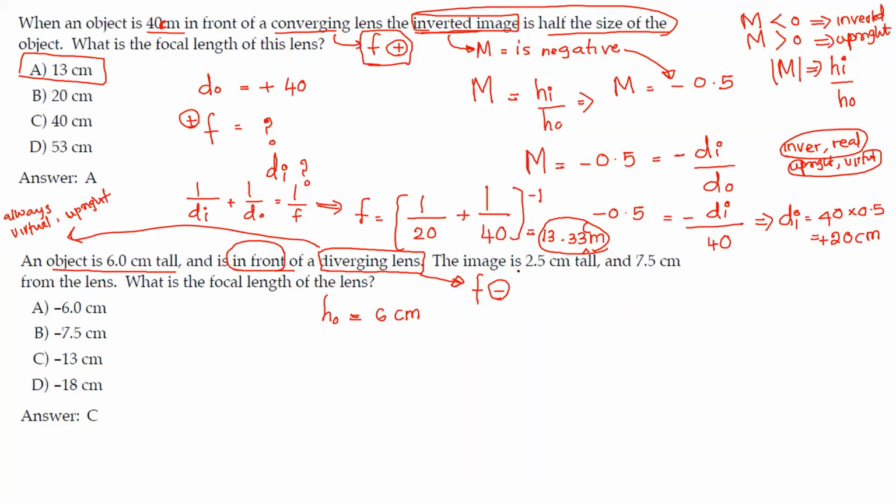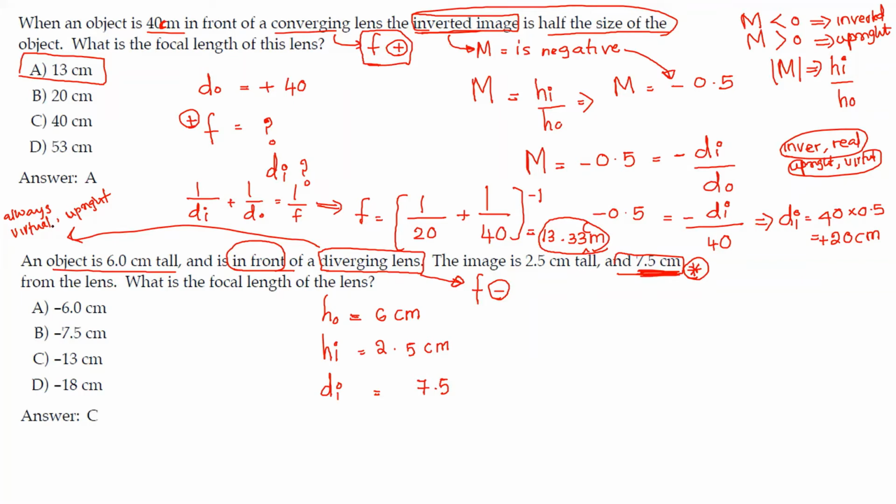Then they are saying image HI is 2.5 centimeters tall and 7.5 centimeters from the lens. Okay, so that is the important thing. They have given 7.5, but they haven't said where it is, right? They haven't said whether it's behind or in front. So here is a scenario where they test your knowledge. So you should be able to tell me whether it's positive or negative. What is DI?